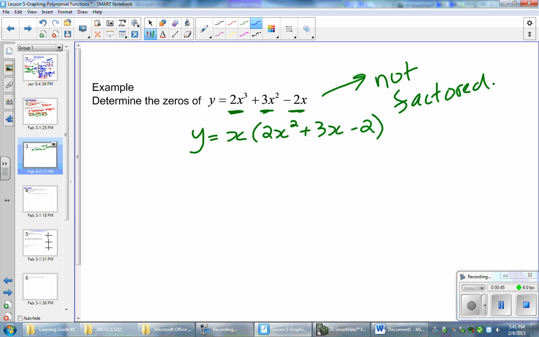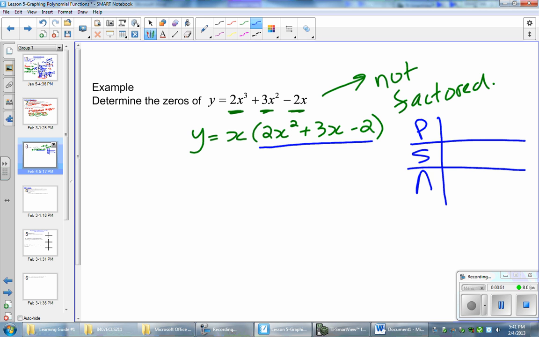This is a quadratic, so when you factor quadratics, you should set up your PSA charts. So my sum is the positive 3. My product, you have to be very careful here. We have negative 2 times 2, and that is my product. Oh, and that is a negative 4. Sorry about that. Negative 4. So therefore, my two numbers here are a negative 1 and a positive 4.